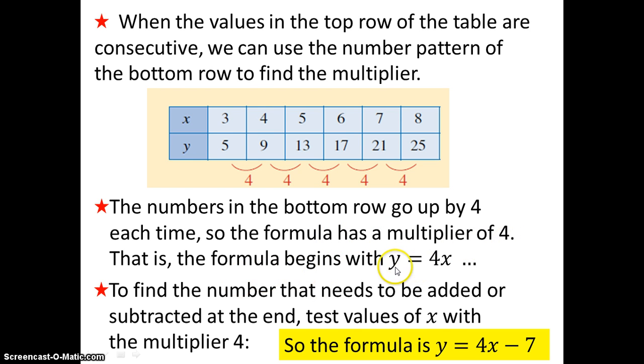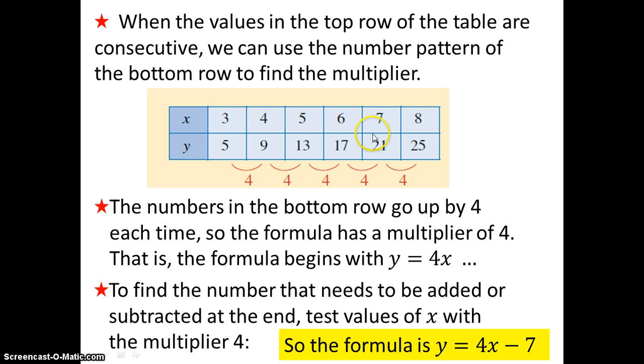So the formula will begin with y, in this case at the bottom, equals 4 times x, because x is on the top. Then we've just got to work out whether we add or subtract a number. To work that out, we need to test the pairs, and make sure it works for more than one pair. So if I did 4 times 3, that would be 12. What do I do to the 12 to turn it into a 5? I need to take 7 away.